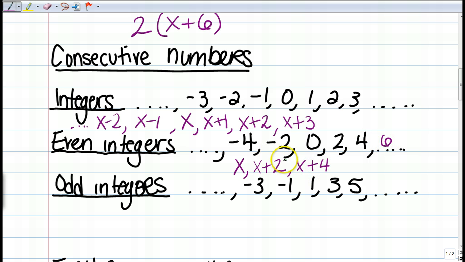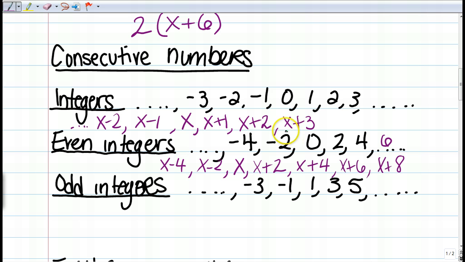So if you notice, I have 2, 4, 6, 8, and so on. They're always going to be even. You always have to go up by 2 each time to get your consecutive even integers. It would also be the same if it said x was the biggest. You'd have x minus 2, x minus 4, and so on.